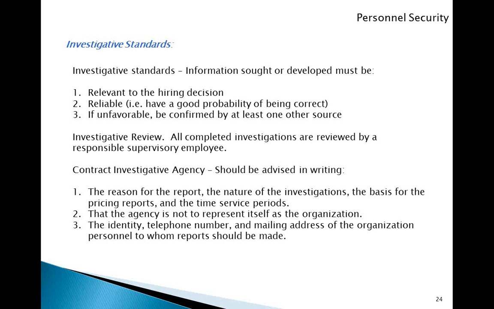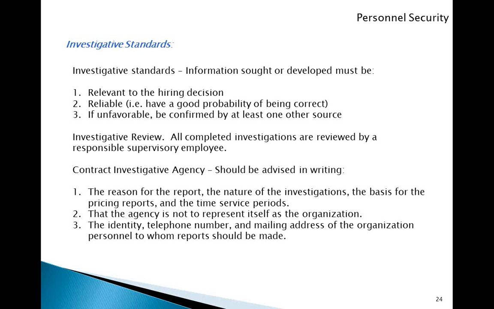Also, you want to make sure that this agency does not represent themselves as your company. They have to represent themselves as doing an investigation for your company. They cannot sit there and say, hey, we're Acme Tire Company doing an investigation into so-and-so. They have to say, I'm Smith's Investigation, working on behalf of Acme Tire Company, and we're doing a background investigation on Tim Smith to see if he can get hired.